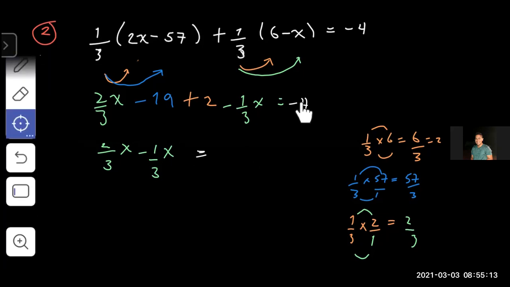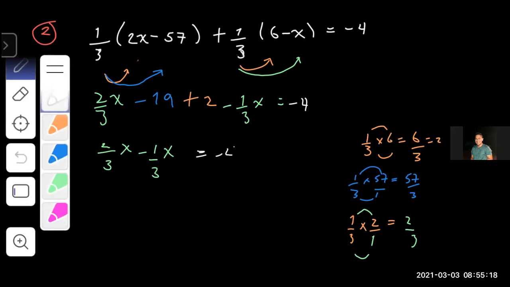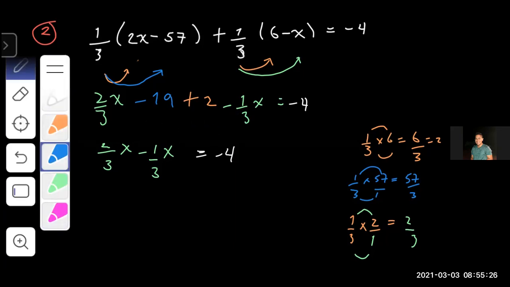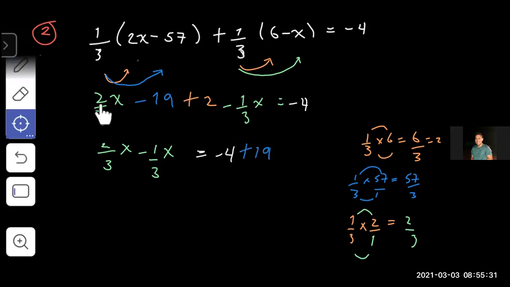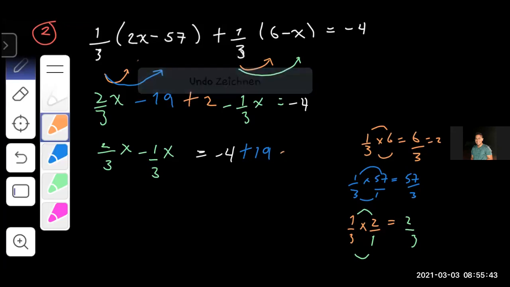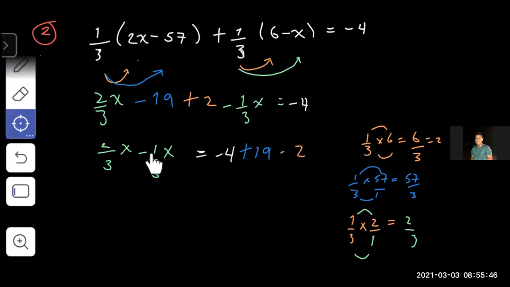What numbers do we have on the other side, the right one? -4. And let's see if we have another number on this side. -19, okay. On the other side, it's going to be +19, right? Do we have another number, a constant term? Positive 2. On this side, therefore, we're going to move it, and it's going to be -2. Excellent. And guys, it's already done. Variables on one side, constant terms on the other side.